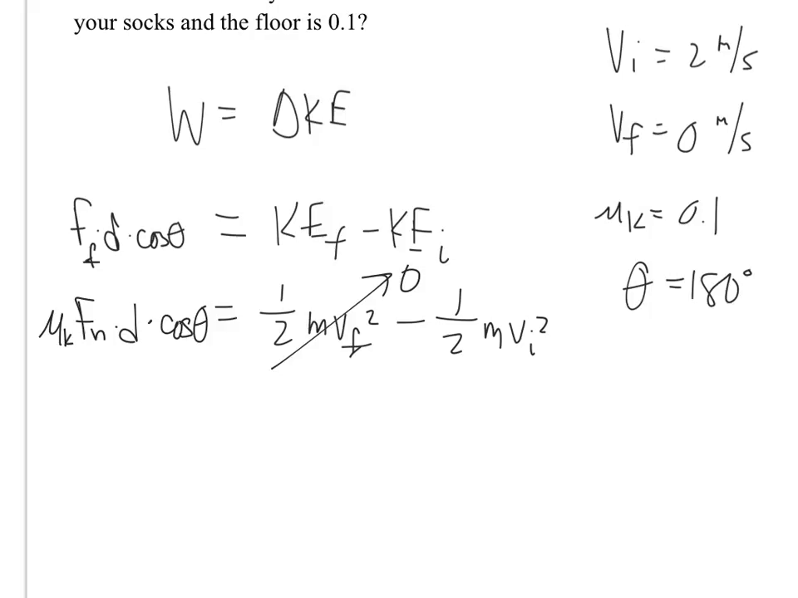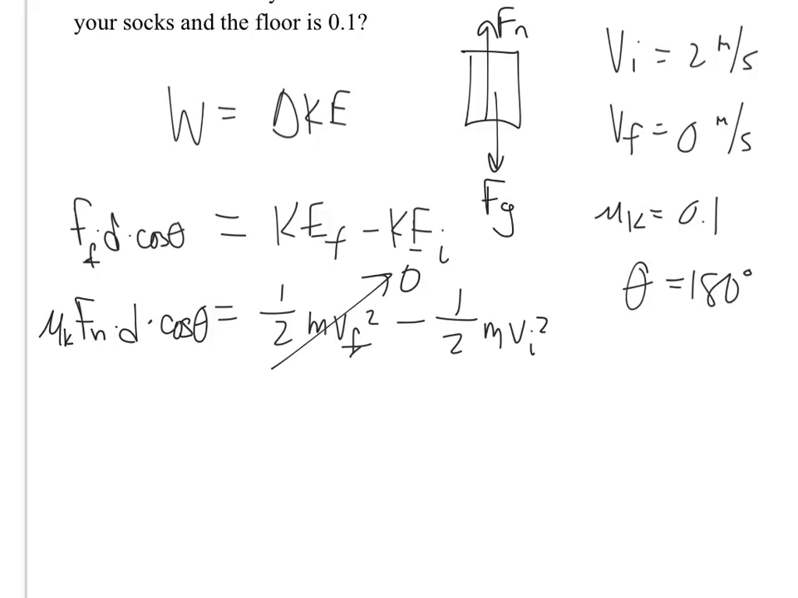Now that we already said, well, Fn, that's just mg, isn't it? How do we know that Fn is mg? Is there no extra vertical forces acting? Very good. The only vertical forces that are acting are the normal force and the weight. Take a look at my free body diagram I just drew at the top. The weight is pulling down, that's Fg. The normal force is pushing up, that's Fn.